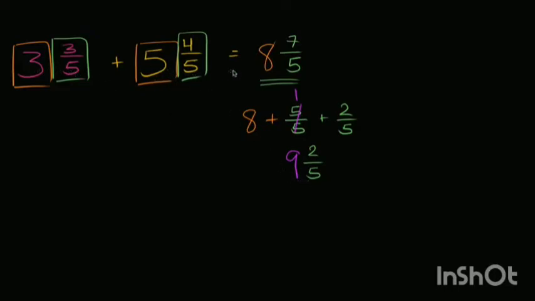And once again, you say, wait, 3 plus 5 is only 8. How did I get a 9? Well, that's because 3/5 plus 4/5 is greater than 1.